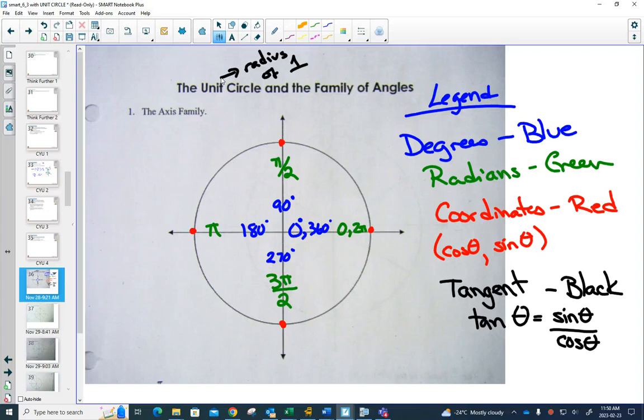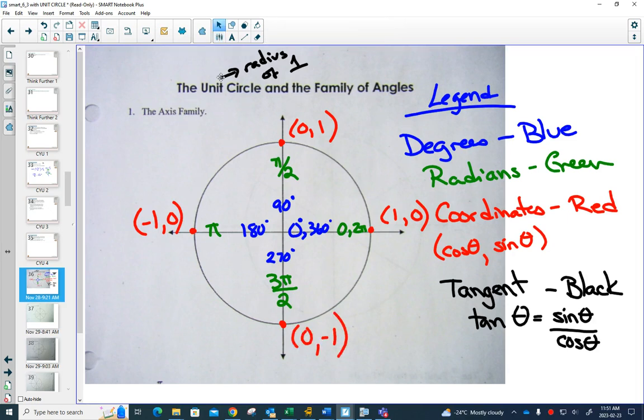Since the unit circle has a radius of 1, and we look at the first red dot, we have just moved 1 unit to the right. How do we write that as a point? Well, my x-coordinate would be 1. My y-coordinate would still be 0. For the point at the top, I've moved 1 unit up, so my x-coordinate would be 0 and my y-coordinate would be 1. Moving 1 to the left, my x-coordinate is -1 and my y-coordinate is 0. And moving 1 down, my x-coordinate is 0 and my y-coordinate is -1.